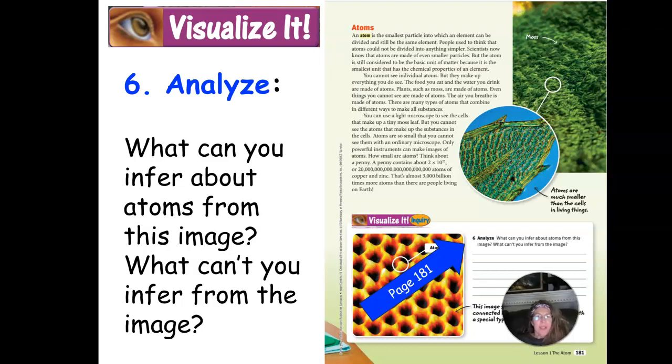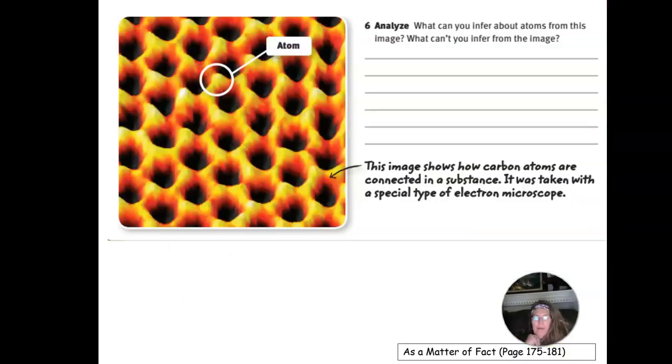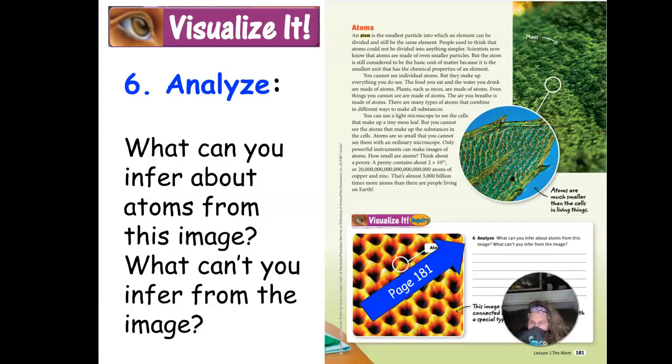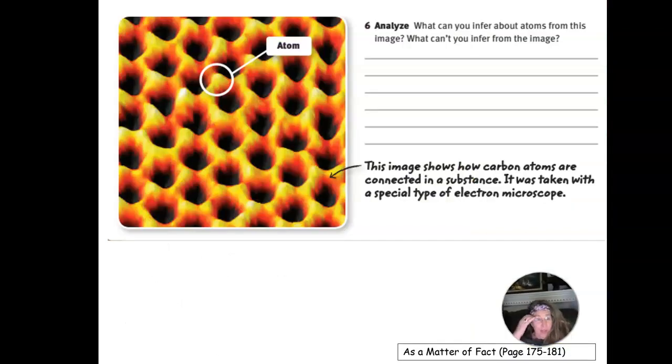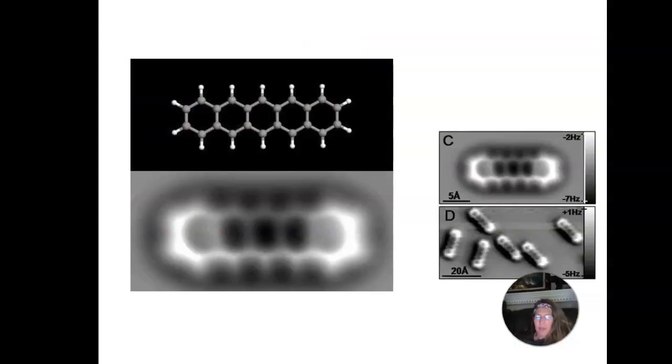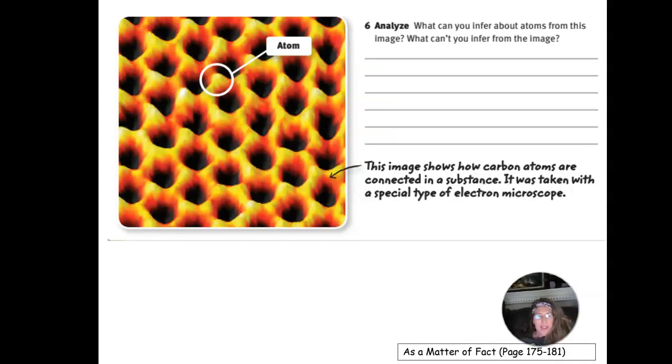Number 6 is an analyze question. And it asks you, what can you infer about the atoms from this image? And it's this image here. And what can't you infer from the image? So we're going to look at a bigger picture of that. And we could see a couple things from the image. What I find is that most students don't take time to look at the things to help them answer the question. So there's a couple of things here with the image that will help you.